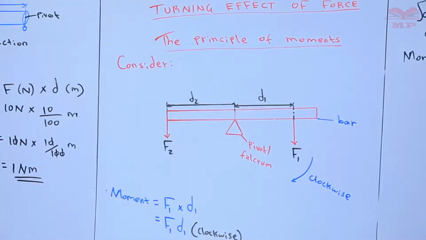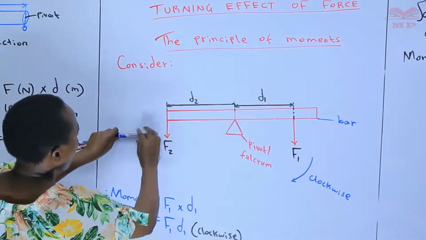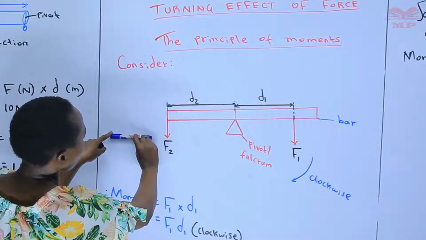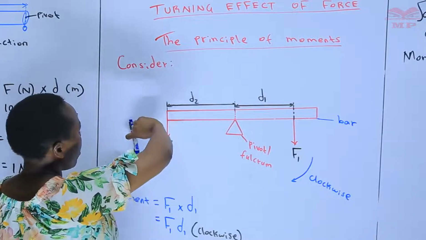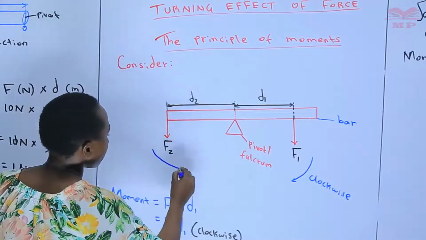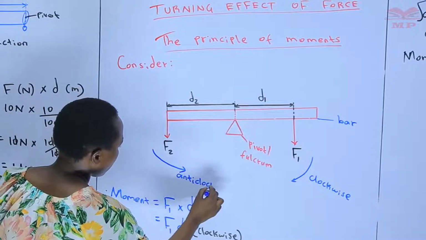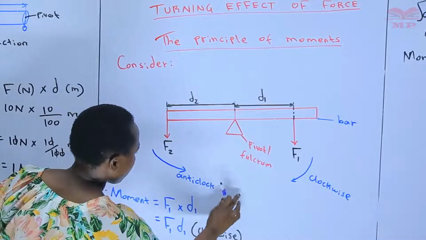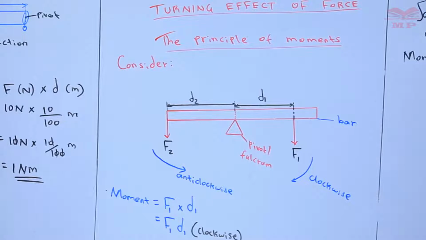Now, assuming that we have only that single force, F2, being applied on this bar. So here we have the pivot, somewhere here, and then we have a force F2 being applied. How will it turn? It turns in this way. So it will turn in this direction, and that direction is anti-clockwise. It brings about anti-clockwise moment.